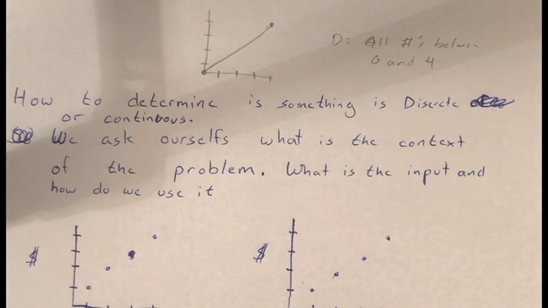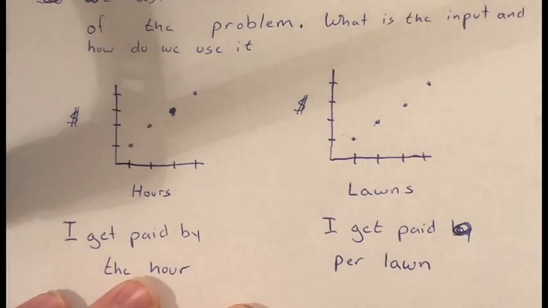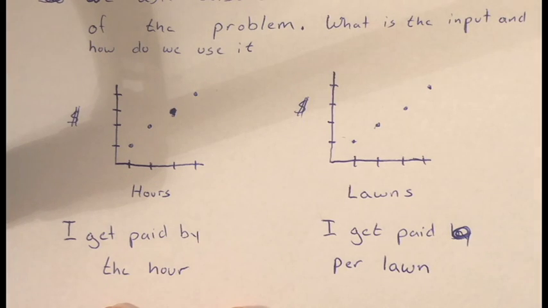So how do we determine if something is discrete or continuous? We first have to ask ourselves, what is the context of the problem? Basically, what is the input, what is it actually, and how do we use it? This is where people get really confused, because we have to really understand what the input variable is in the problem and how it's being used. All right, so I've given you two graphs right here, and right now they look very similar, but one of these is going to be continuous and the other one is going to be discrete.